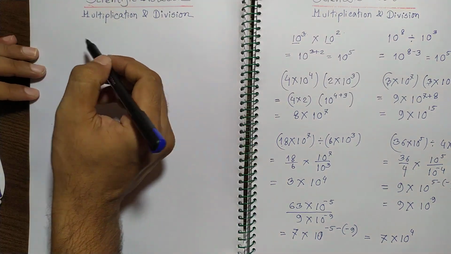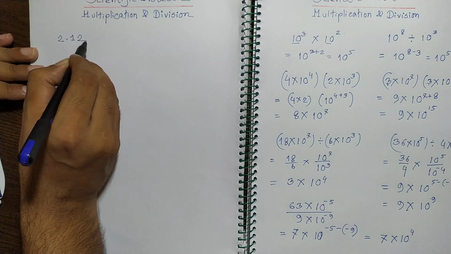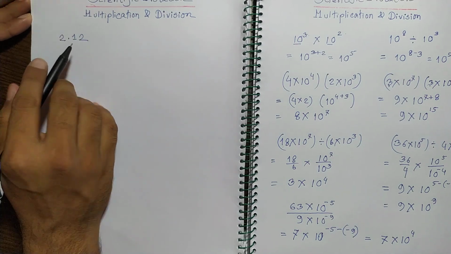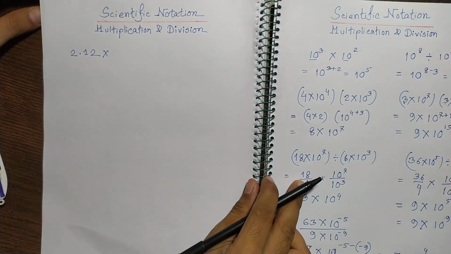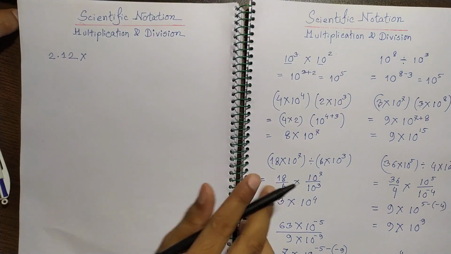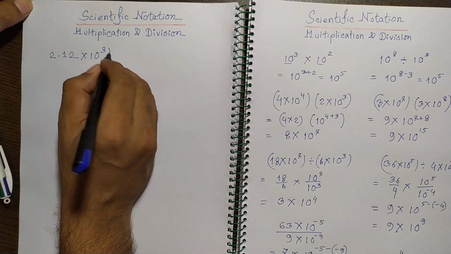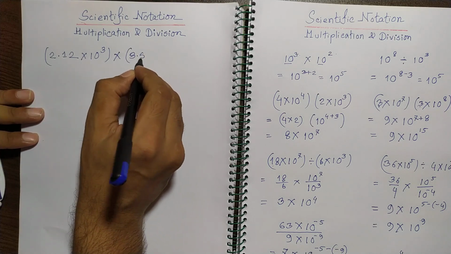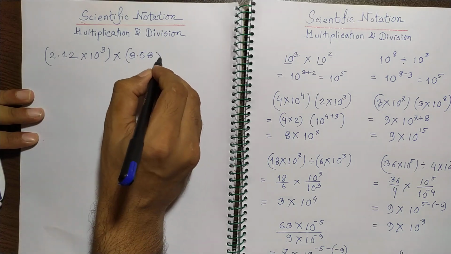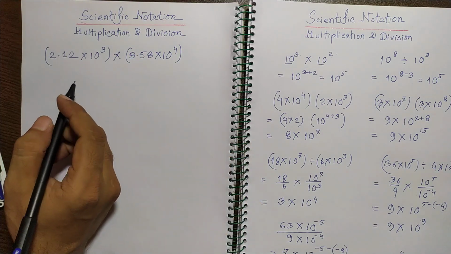You see that suppose 2.12, now with the decimal, 2.12 times 10 to the power 3, and if I multiply by 3.58 times 10 to the power 4. Now you see how to do it.